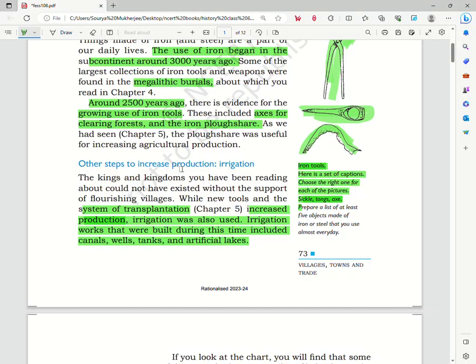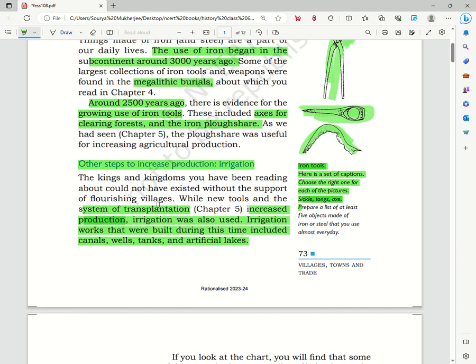Other steps to increase production, that is irrigation. The kings and kingdoms that you have been reading about could not have existed without the support of the flourishing villages. As we have read in the previous chapter, there was a development of many medium-sized kingdoms and a few large kingdoms in this time. These were called the Janapadas and the Mahajanapadas.